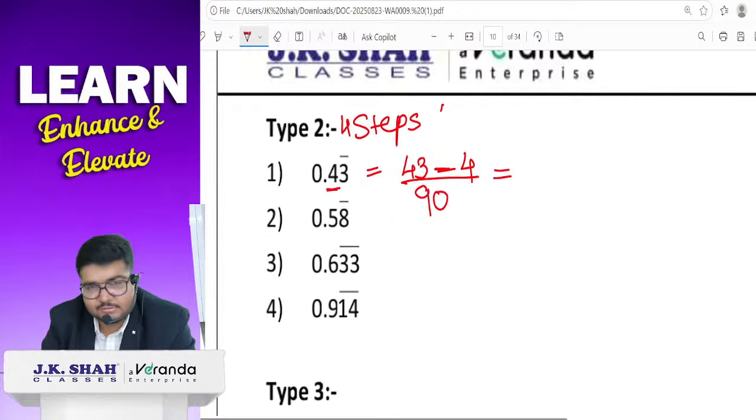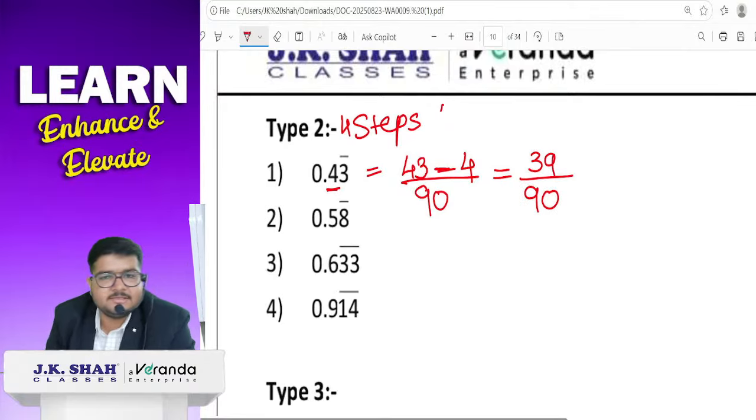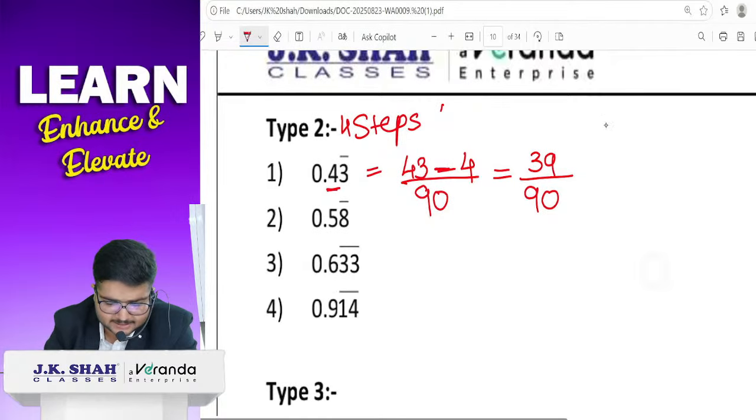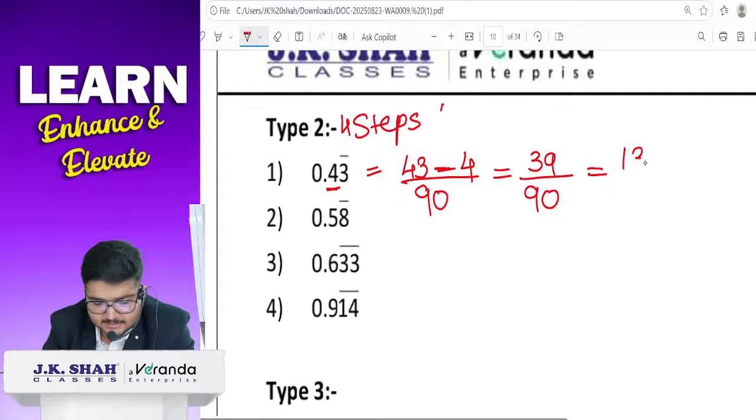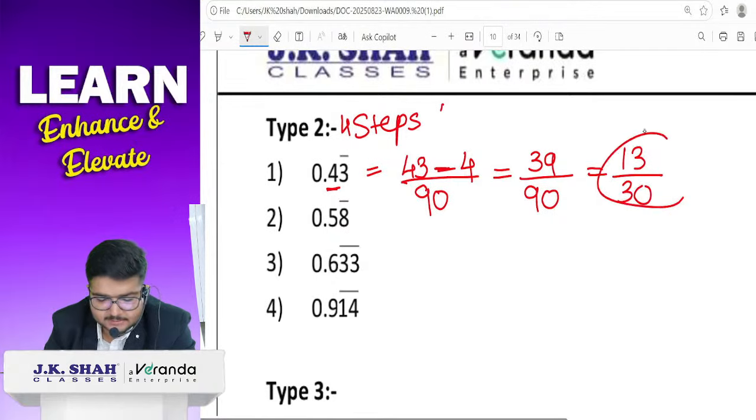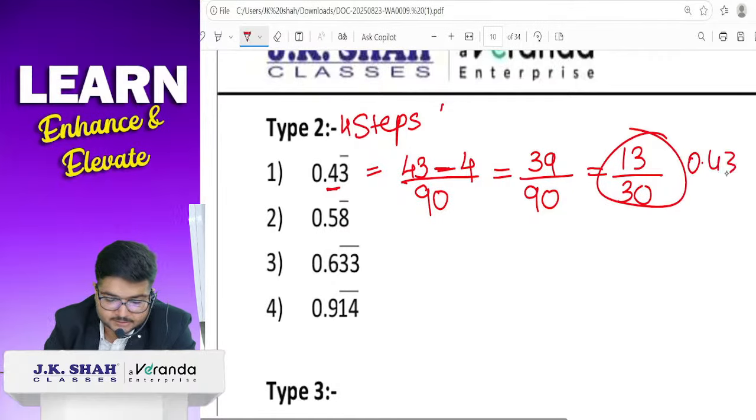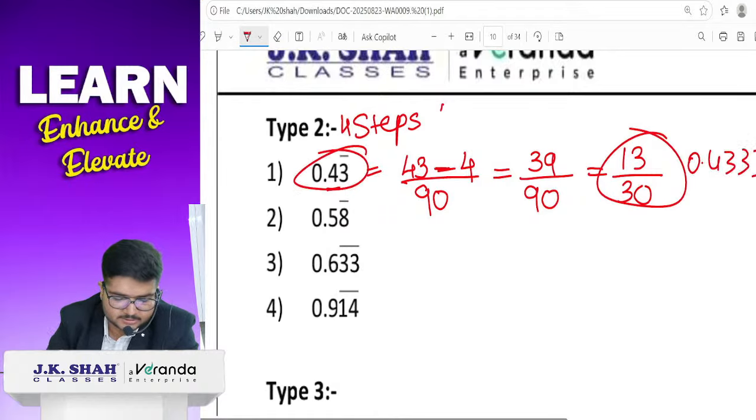Understood? Now you just have to subtract this, and the sum is done. The answer is 39 by 90. You can divide this by 3, and the answer is 13 by 30. You can see in the calculator the answer of this will be 0.433333, similar to the question. Let us move forward to the next question.